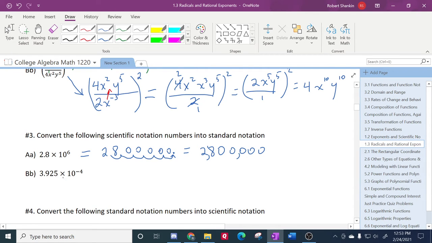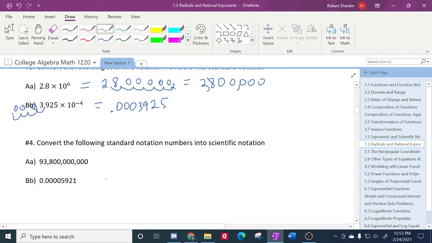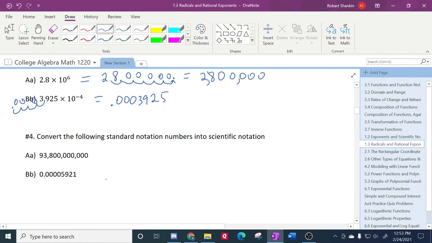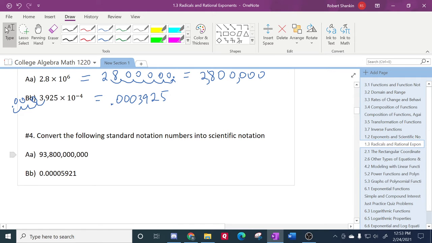So we just moved the decimal point 4 places to the left. 1, 2, 3, 4. And it's going to create 1, 2, 3 zeros. So this answer is 0.000392. Okay, and then convert the following standard notation numbers into scientific notation. So do 4A and B.